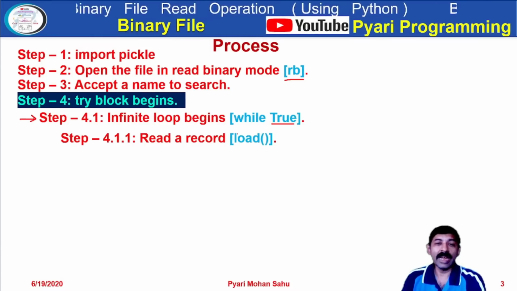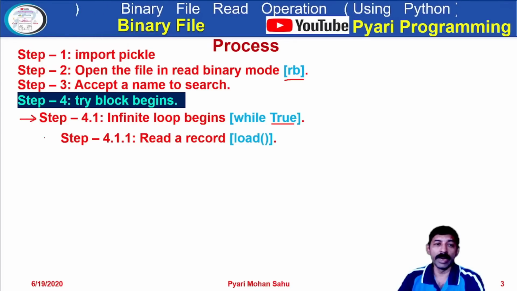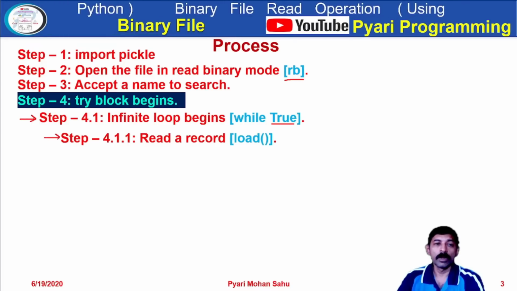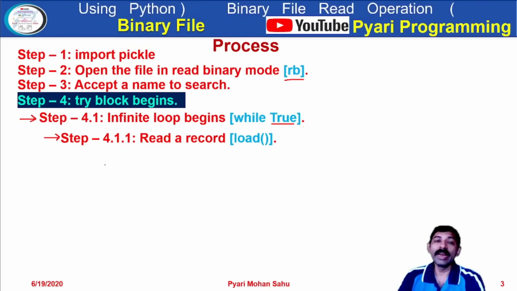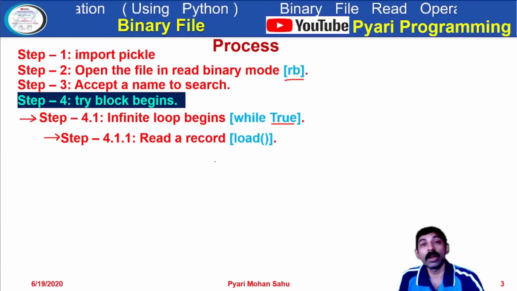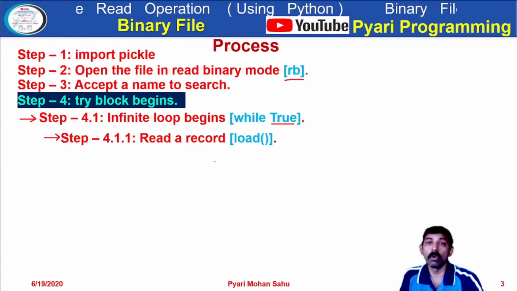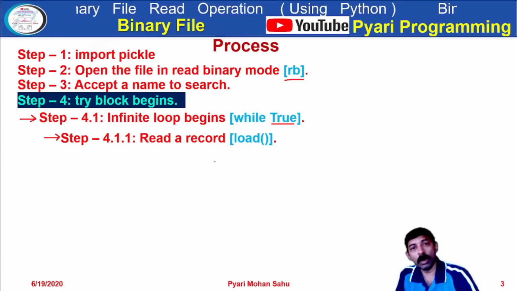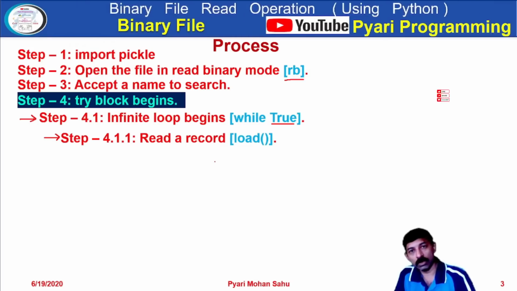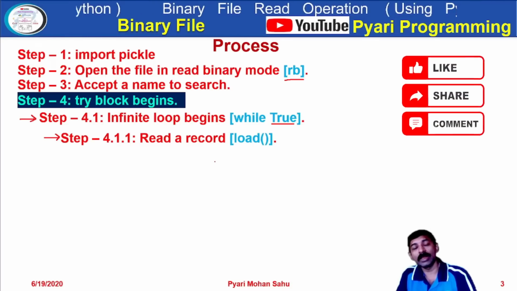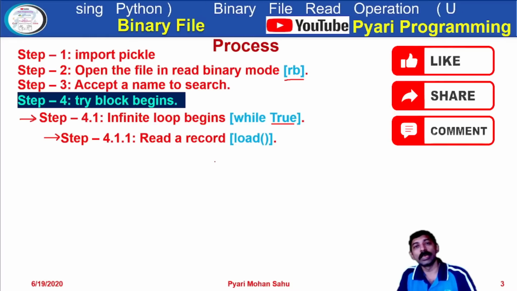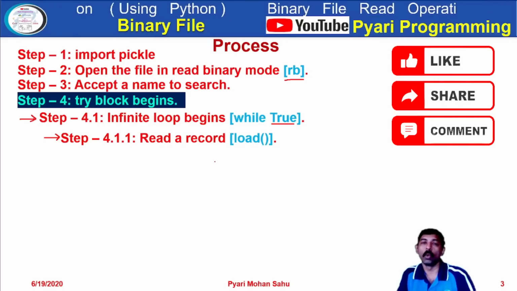Now inside the loop, again it has to be indented because it is in a block. So I will read a record. How will I read a record? Using a function of your pickle module called load. Now the pickle module provides two functions. One is to write onto the file, that is dump. Another is to read from the file, which is called load.